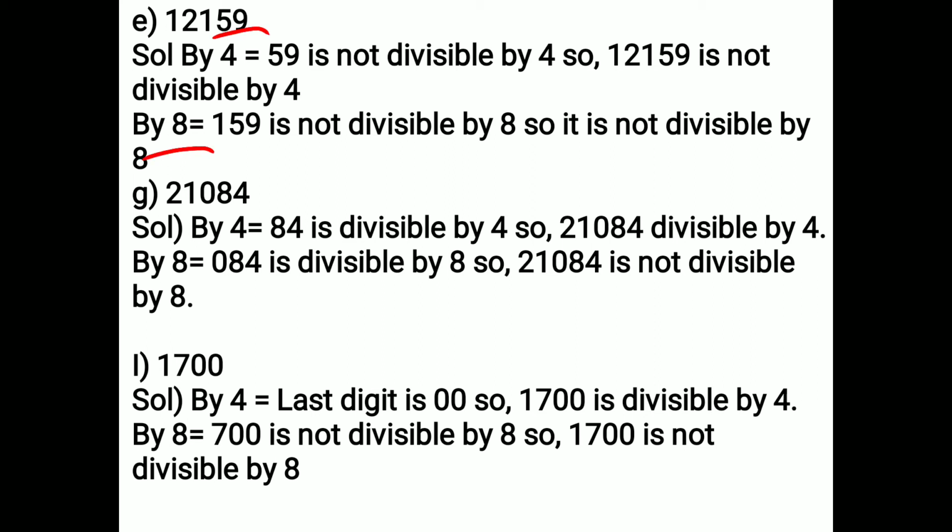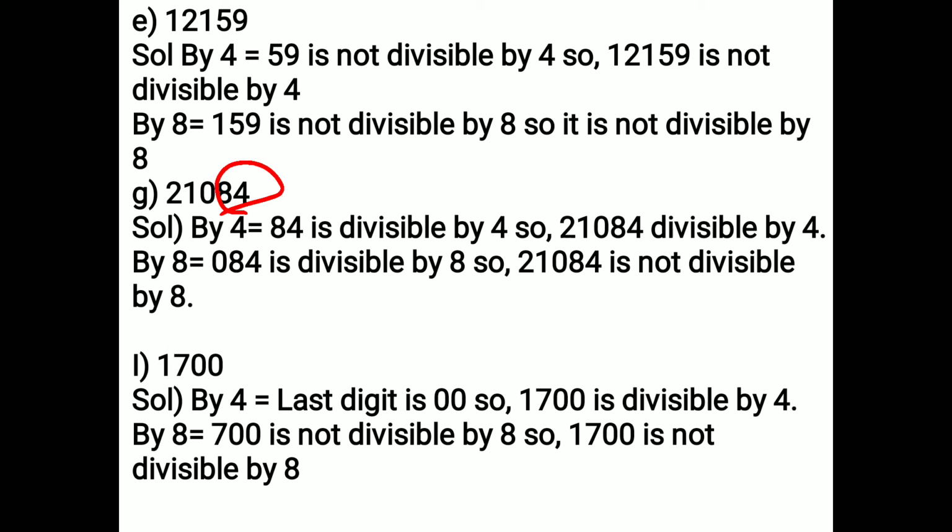In 8 also, 159 does not come in the 8 table. It is odd, and 8 is an even number, so in an even number's table, an odd number does not come. Clear? So you write 159 is not divisible by 8, so 12159 is not divisible by 8. Clear? Now we do the G part after E, because the F part you have to do yourself. 21084 by 4. I will check the last two digits, that is 84. 84 comes in the 4 table at 21.